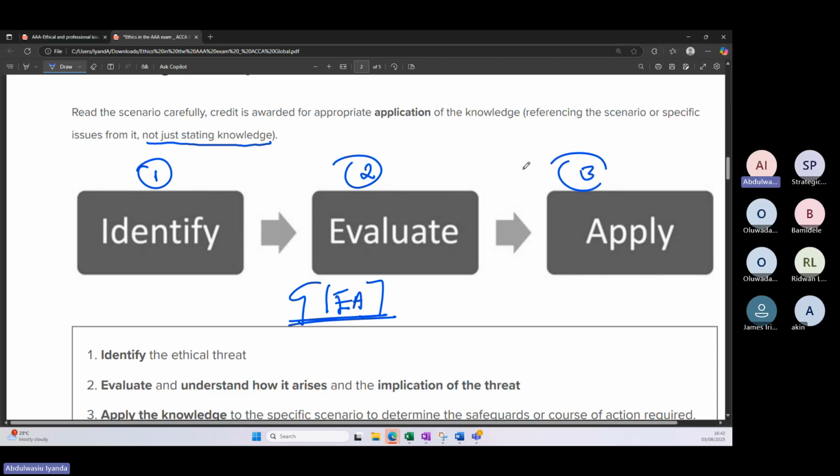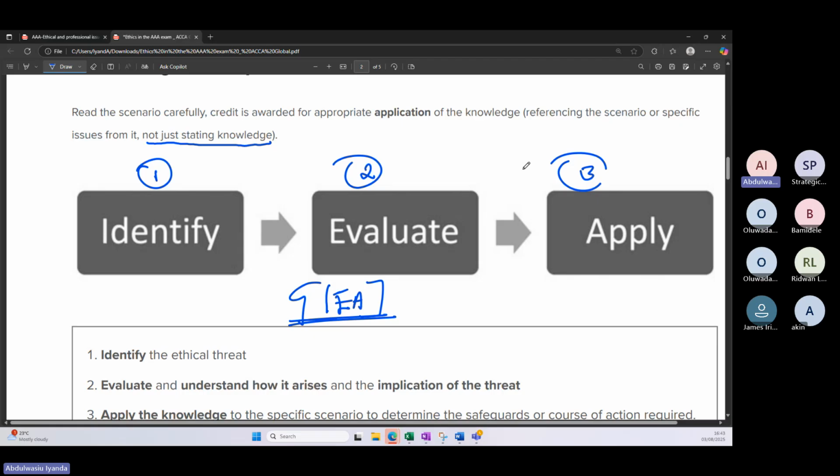Okay, at this level, I don't think I'll be explaining what integrity is. But it's not just about you stating the knowledge. You know the fundamental principles from before. Maybe some of us took an exemption, that's fine. Or maybe some of us are coming directly from ACCA, or maybe from another professional body. So we have the experience of that already.